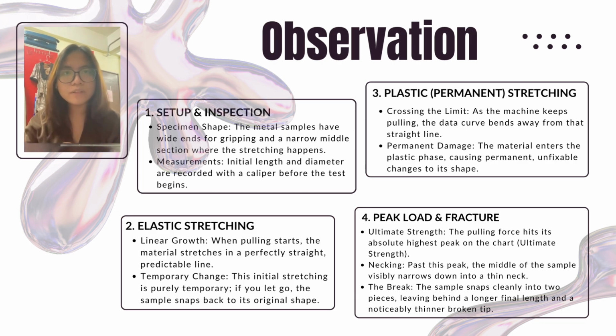Next, the pulling force hits its absolute highest peak, known as ultimate strength. Past this peak, the middle of the sample visibly narrows down, which is called necking, and finally it snaps thinly into two pieces. And that's all from me.